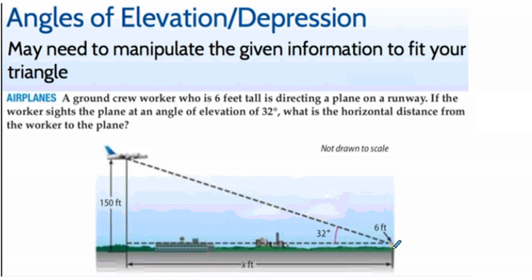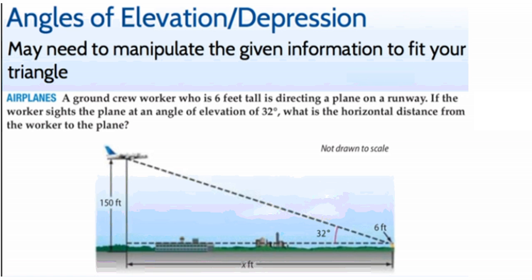So our worker here for the ground crew that's 6 feet tall is here, again looking up at the plane at 32 degrees. Here's your angle of elevation, because typically you would be looking straight out ahead of you, there's your horizontal, and up at the object he's directing to land that plane. So there's your angle of elevation of 32 degrees. What else do we know? We know that the plane is currently 150 feet above ground, and we want to know the distance horizontally the plane is away from the ground crew worker.